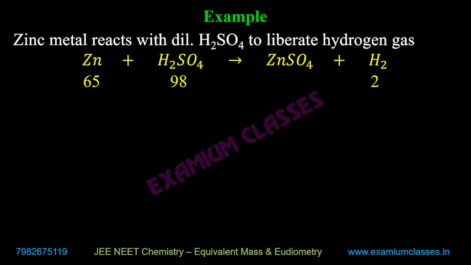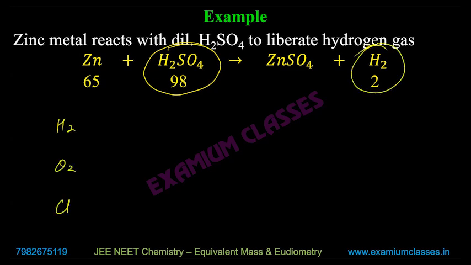Next example, zinc reacts with sulfuric acid. Now, in this case, you don't have anything on the reactant side. Hydrogen, oxygen, chlorine, you have to compare either with hydrogen or with oxygen or with chlorine. But in this case, hydrogen is evolved. And that is the definition, either combines or displaces. So you will use this part here.